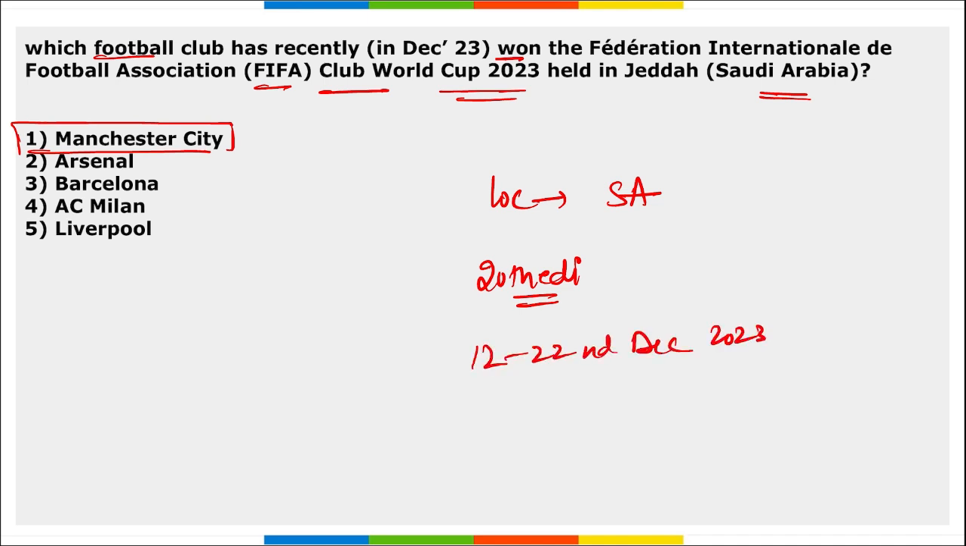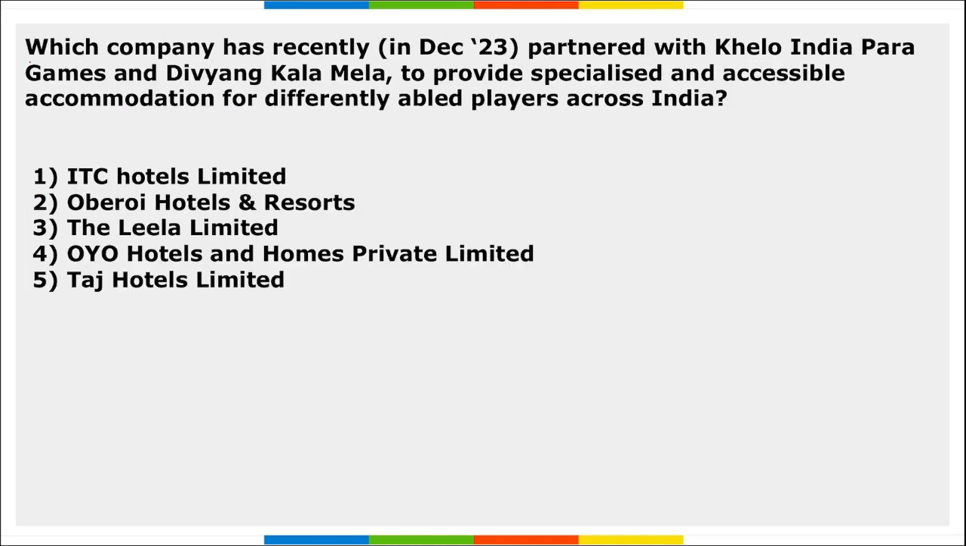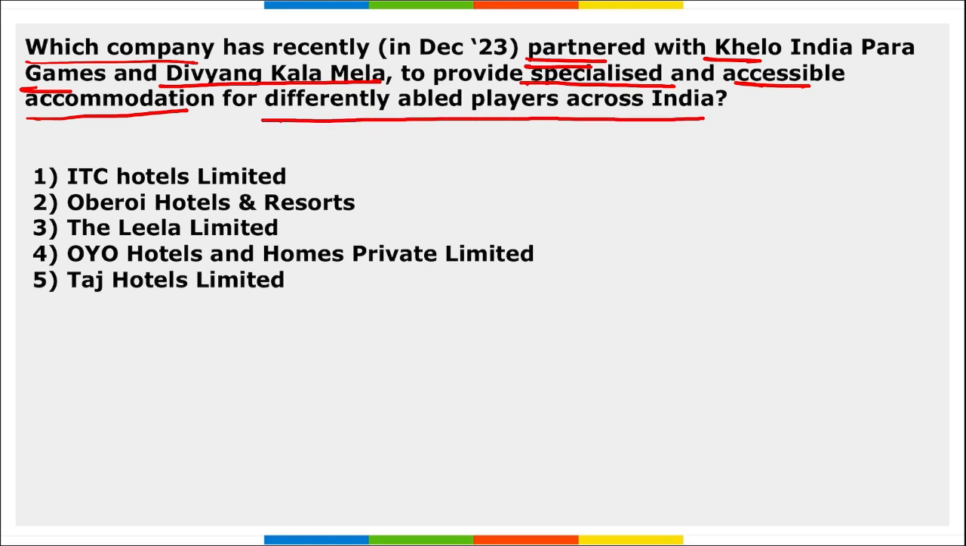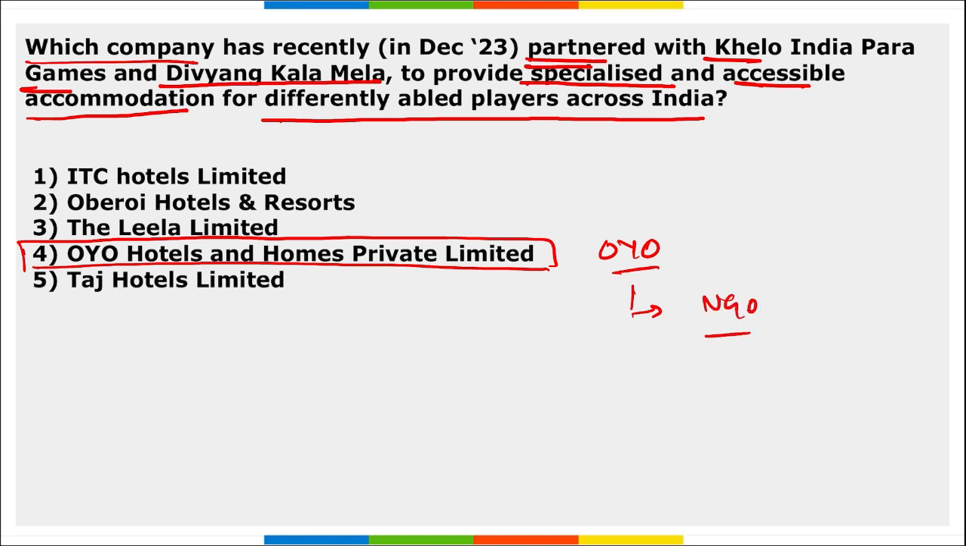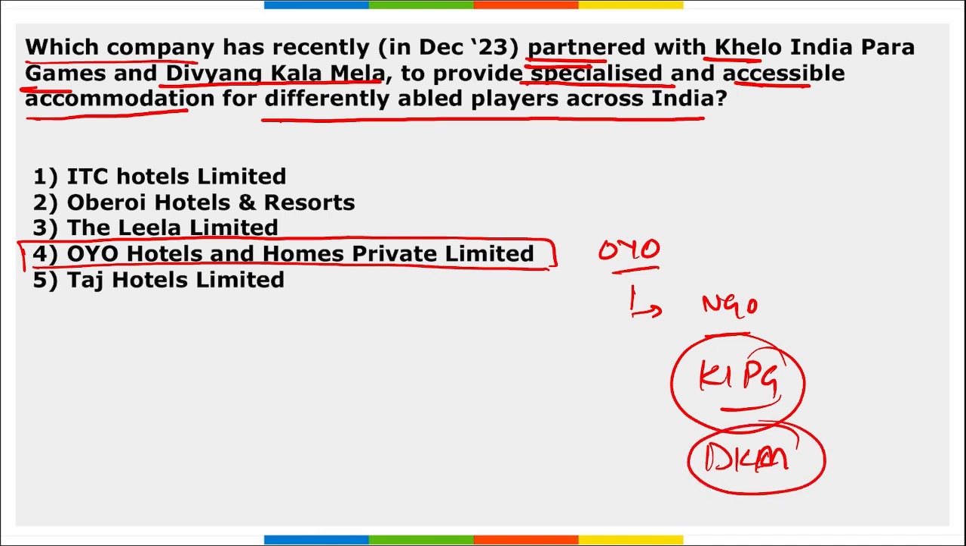Next, which company has recently partnered with Khelo India Para Games and Divyangan Kala Mela to provide specialized and accessible accommodation for differently abled players across India? It is Oyo Hotels and Homes Private Limited. That means your Oyo company. They have tied up with various NGOs, various other organizations also, correct? And they have also partnered with Khelo India Para Games and Divyangan Kala Mela, correct? In order to help the disabled sports person to grow in their journey. So it is Oyo Hotels.